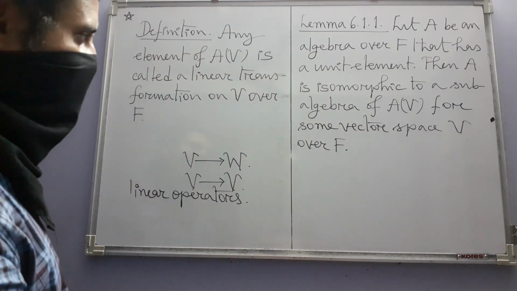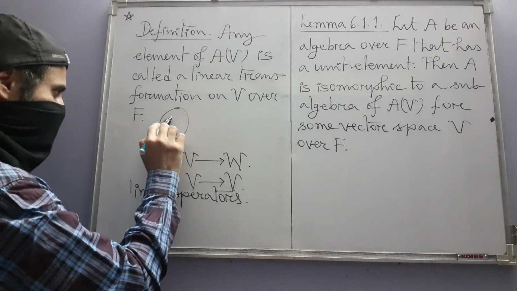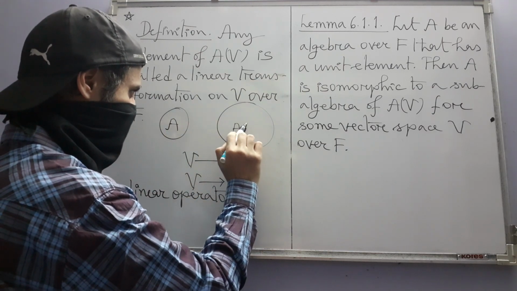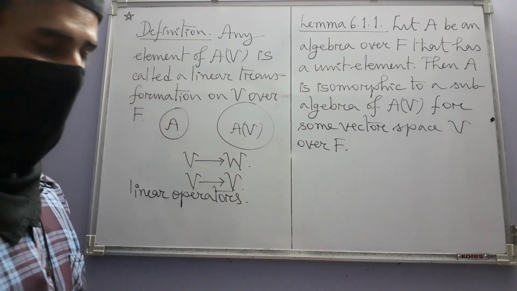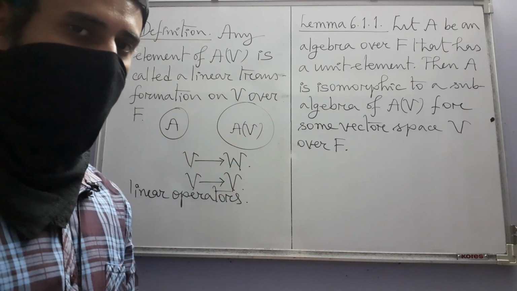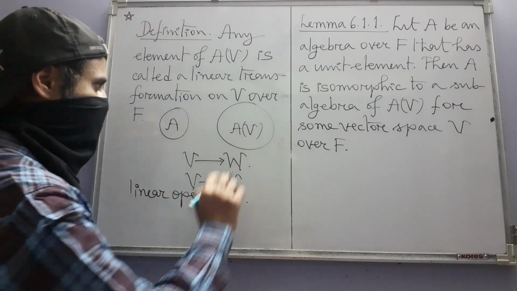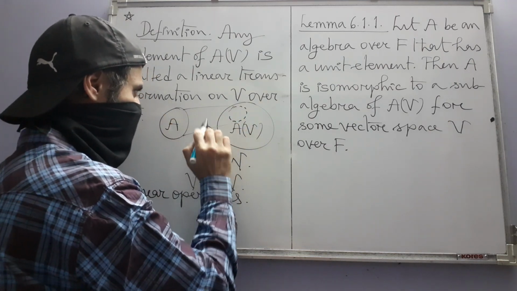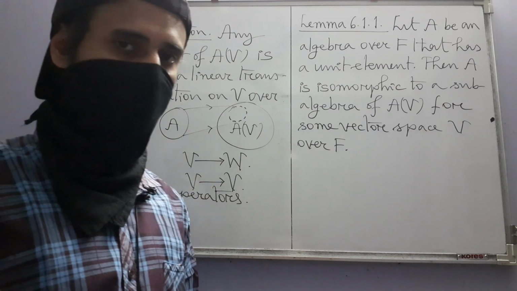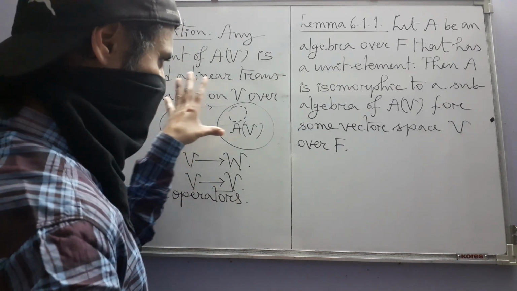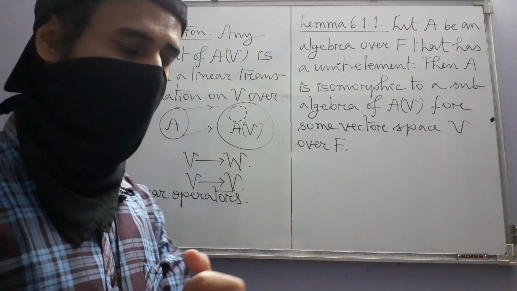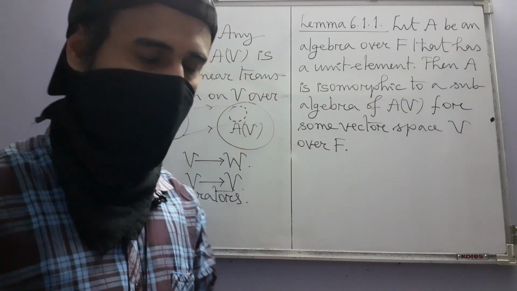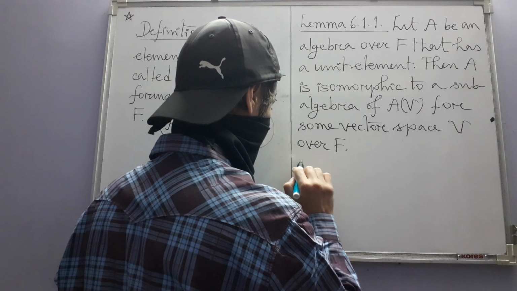So what is it saying? It says that if A is an algebra whatsoever, then you will find a vector space V such that if you consider the algebra of linear operators on V, then there exists a subalgebra with which A is isomorphic. So it's just like Cayley's theorem in group theory. Every group is isomorphic to a subgroup of a permutation group. Like that, every algebra is isomorphic to a subalgebra of an operator algebra. So let's now see the proof.